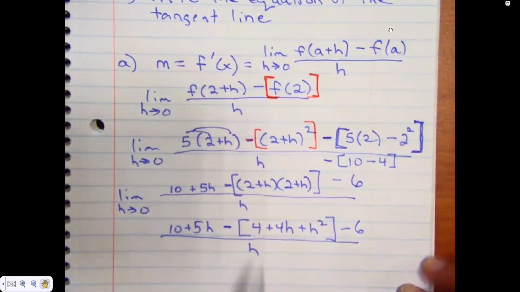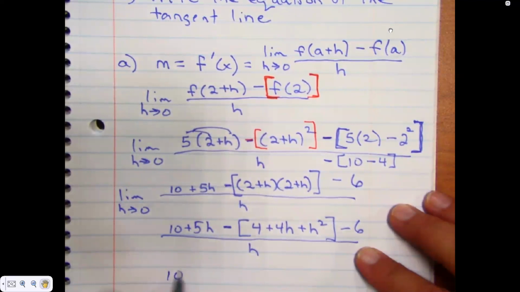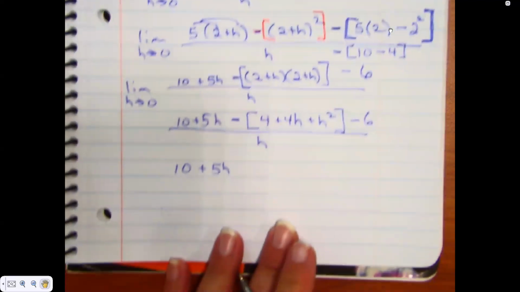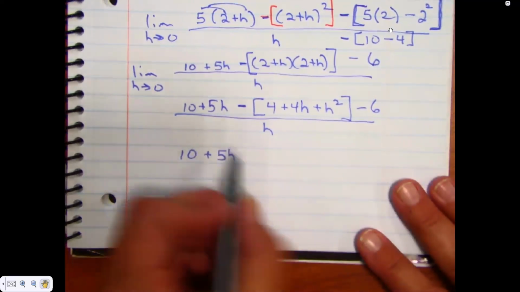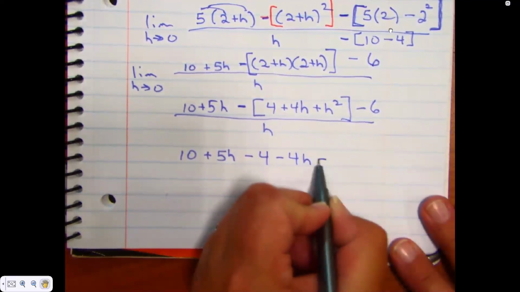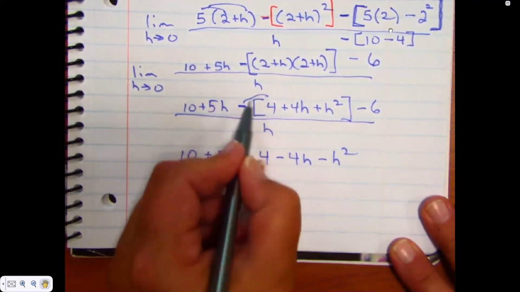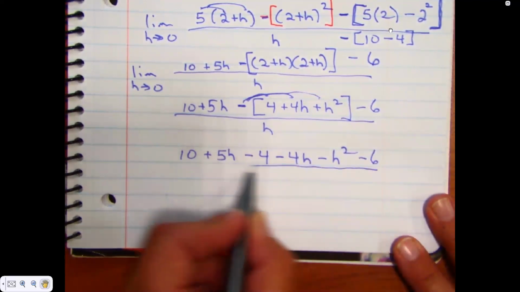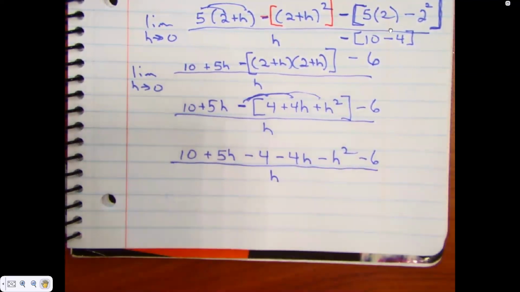All over h. Okay. You need those brackets though, because now it's going to be 10 plus 5h minus 4 minus 4h minus h squared. You must distribute that, and then we have the minus 6. So you really are going to have to watch your minus signs. It would be nicer if they give us 5x plus x squared, but watch your negatives.